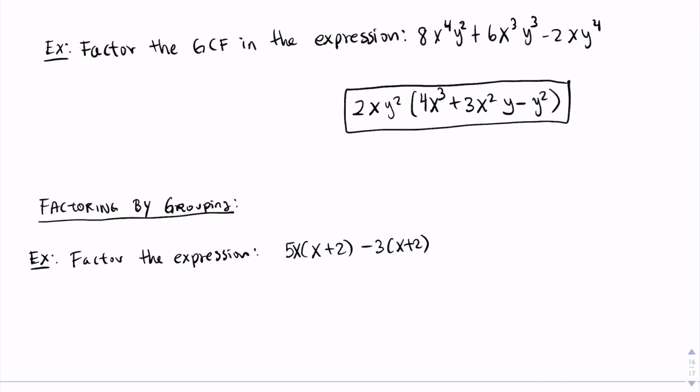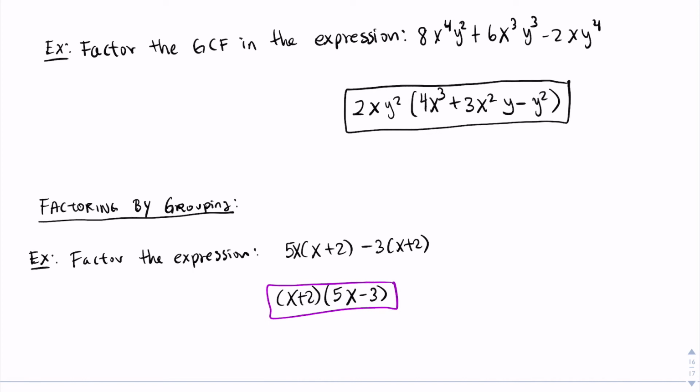What can you factor out of these 2 terms? x plus 2. If you factor out the x plus 2, you're going to have x plus 2 as the GCF, and you're going to be left with 5x minus 3. If you understand this, then you will have no problems doing factoring by grouping. If you understand what happened between this line and this line, that's basically what will happen at the end of factoring by grouping.